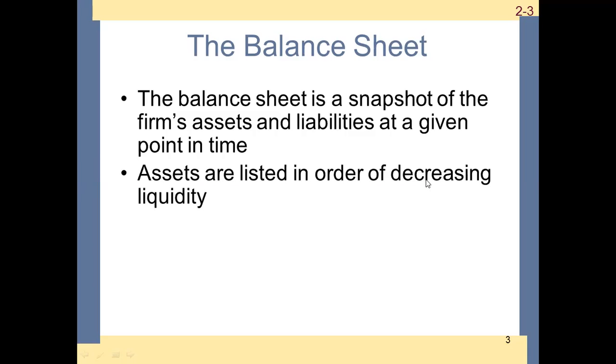Assets are listed in order of decreasing liquidity. Whenever we write the assets in the balance sheet, we write the most liquid assets in the first place and then less liquid, less liquid, less liquid. So whenever we go from up to down, the assets are written on a decreasing liquidity basis. It means that as soon as we go down in the list of assets, we see that the liquidity will be decreasing.